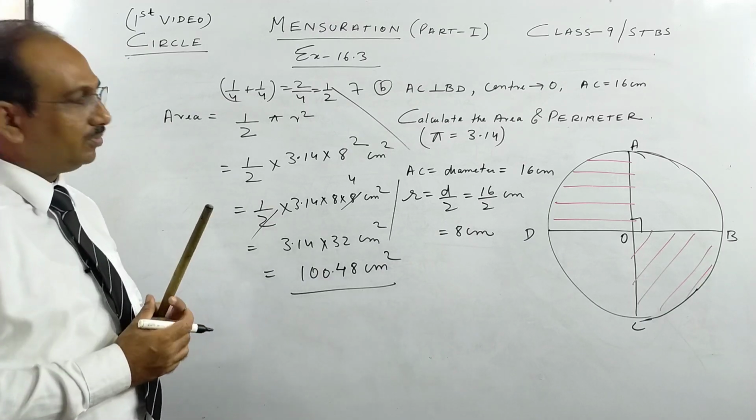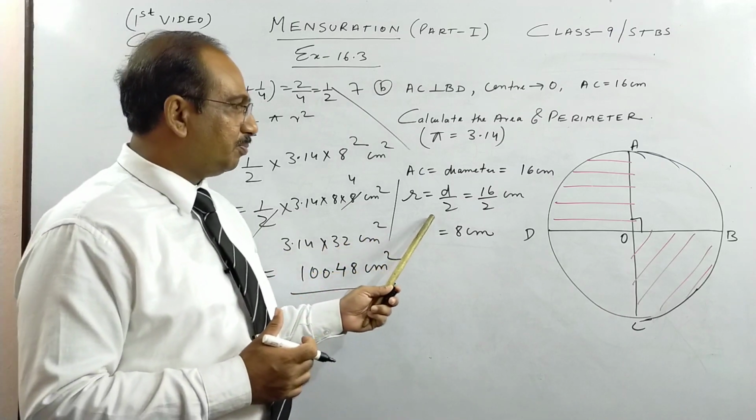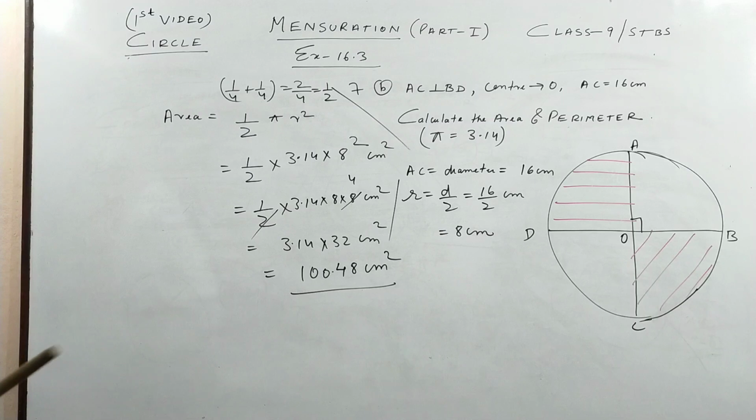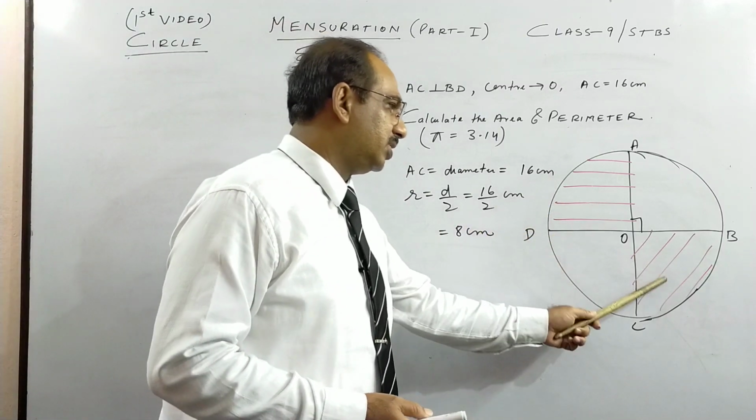You can pause the video and copy, because I need space to find perimeter, which is little bigger. So kindly pause the video and copy. Then finally I will find the perimeter of the shaded region. Now let us see how to find perimeter of this. Now listen very carefully, children.